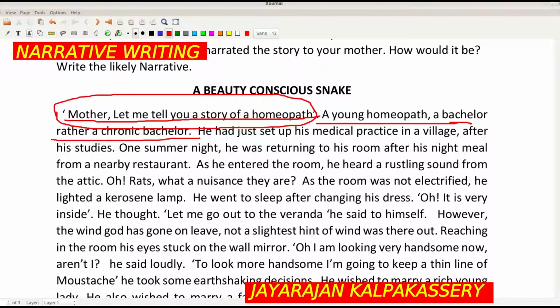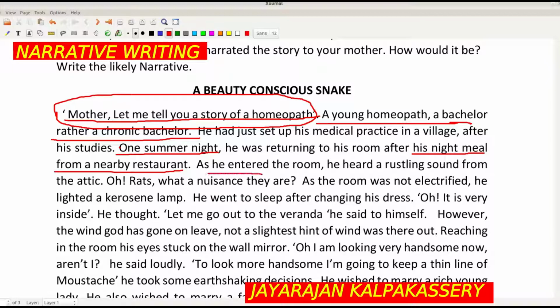And after that, here you can see, one summer night, the setting of the story, when it started. One summer night, the setting is given here. He was returning to his room after his night meal from a nearby restaurant, because every detail is given. From a hotel, during night, after having a meal, from a restaurant, every detail is given here.